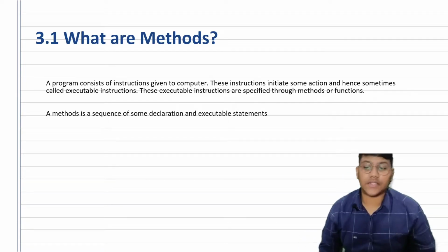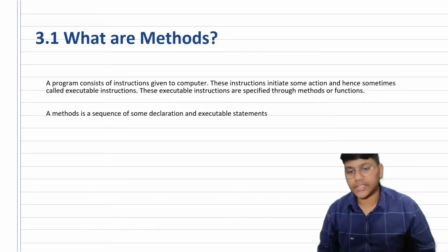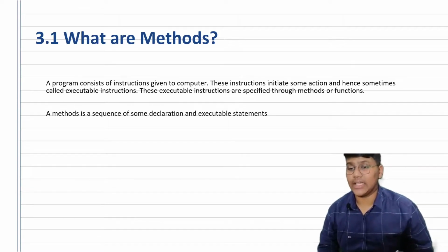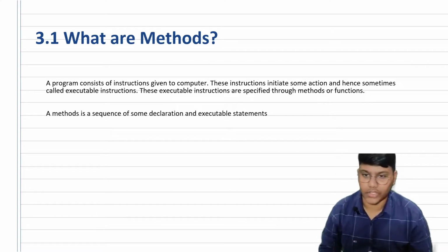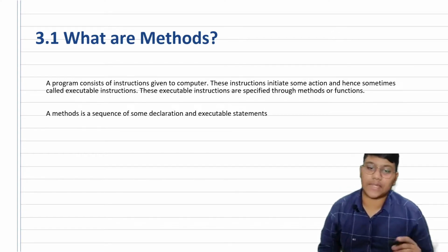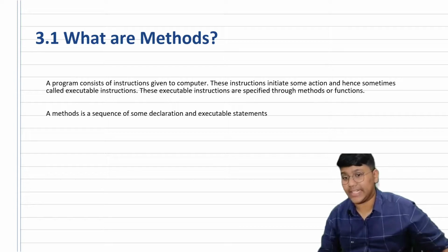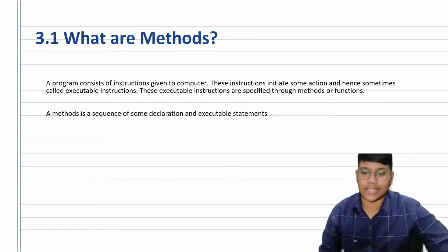A program consists of instructions given to a computer. These instructions initiate some action, and hence are sometimes called executable instructions. These executable instructions are specified through methods or functions. A method is a sequence of some declaration and executable statements.